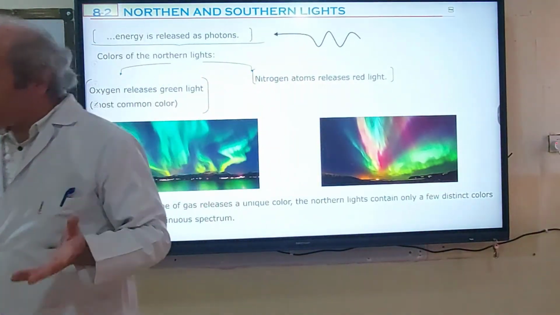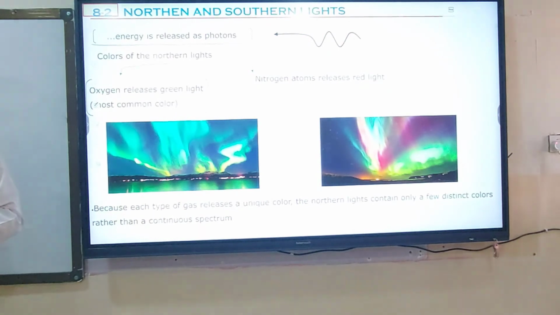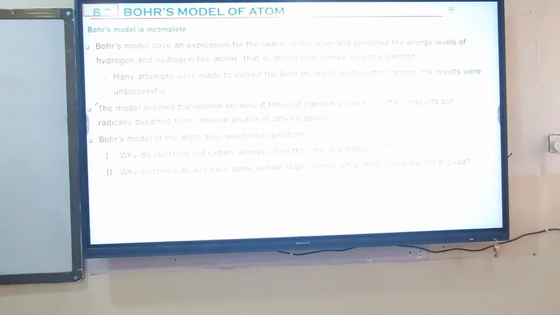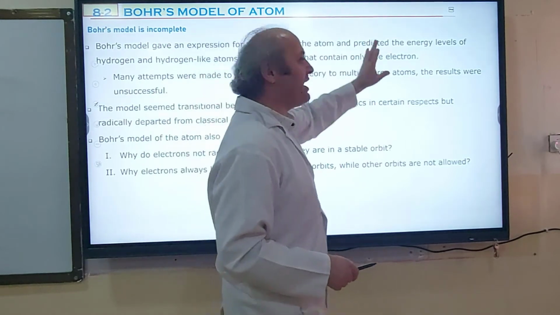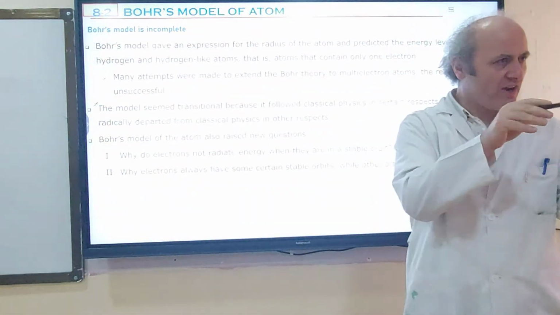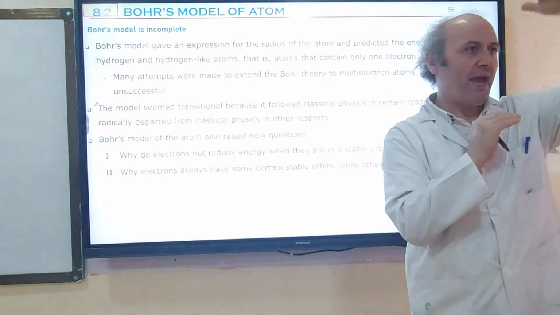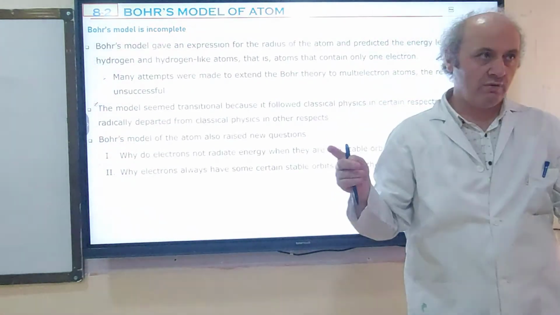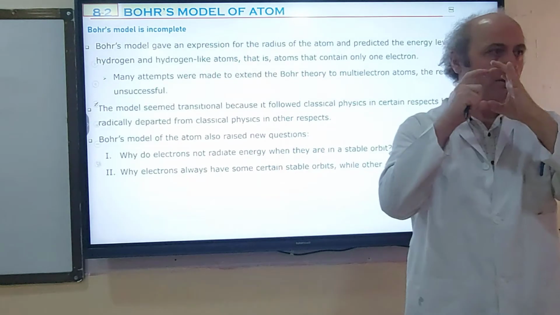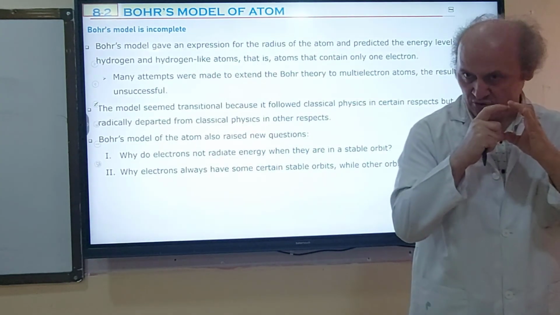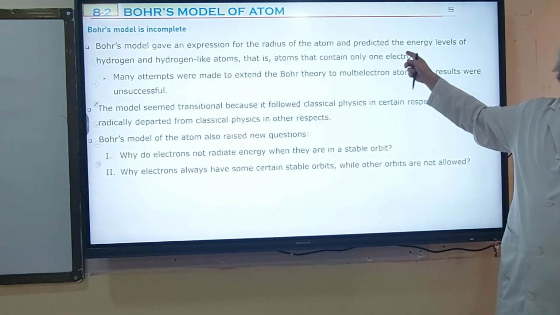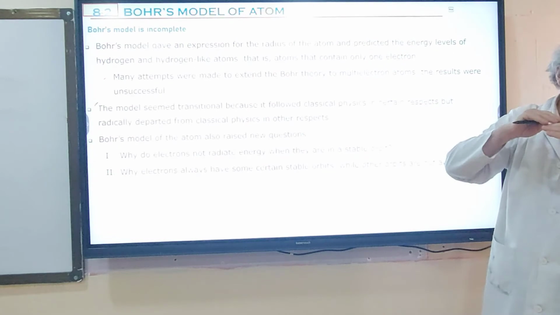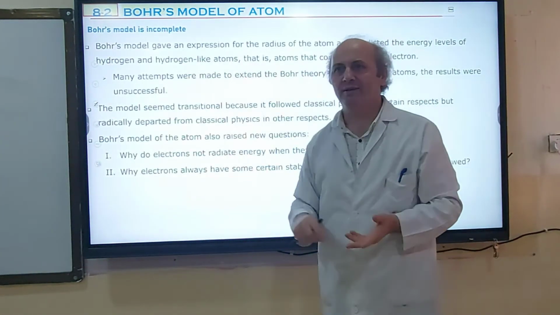The Bohr model is really successful, but in some ways incomplete. In which way is it incomplete? We will talk about this shortly, and we will finish this section. Bohr's model gave an expression for the radius of the atom. Yes, there's an equation, we didn't write it, but there's an equation. We can calculate at what radius an electron can revolve, depending on the number of protons at the center, in the nucleus. And also, we have an equation for the energy level diagram for hydrogen. But it's for just hydrogen.